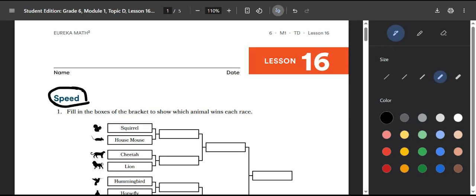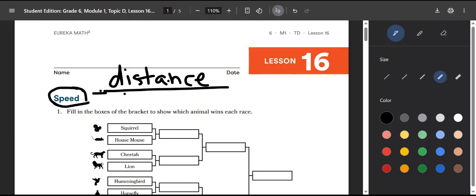When it comes to speed, it's a comparison of two quantities that have different units. There's always a unit of distance and a unit of time. So speed is always a ratio of distance over time. So you're always going to have a unit of measure for distance and a unit of measure for time. And it's basically just a ratio that we call a rate. So if you ever heard anyone say, what is his rate of speed? They're talking about how fast they're going.